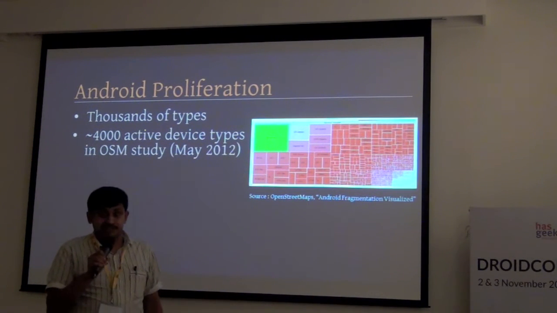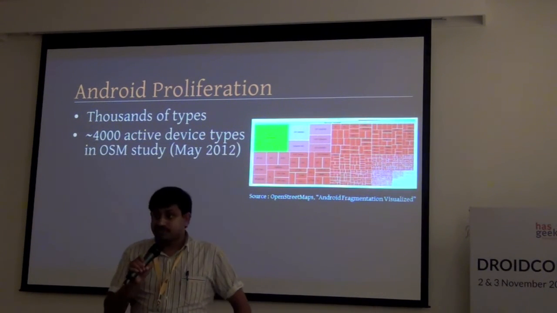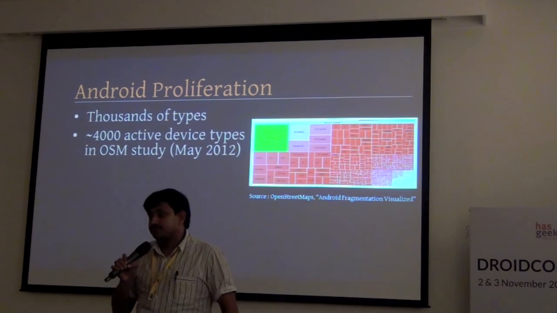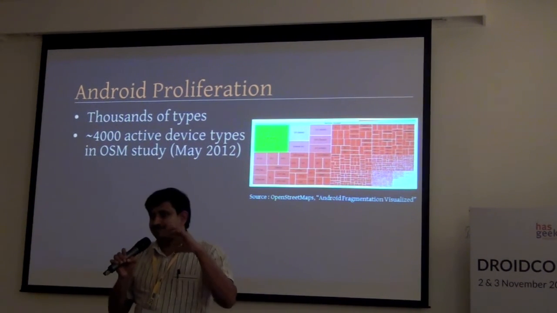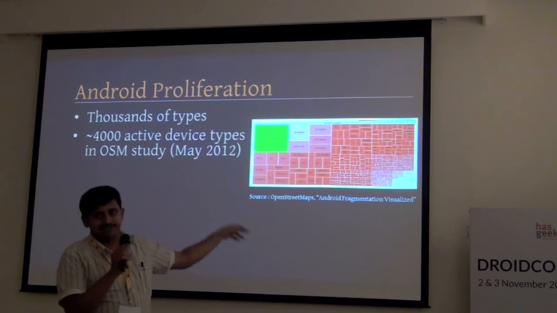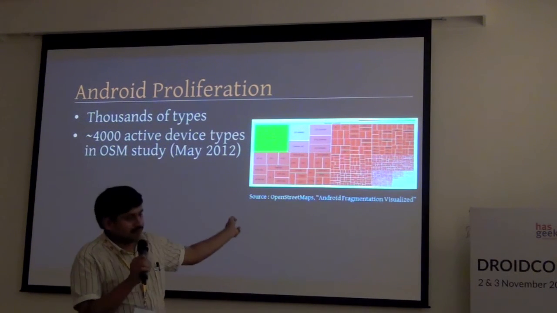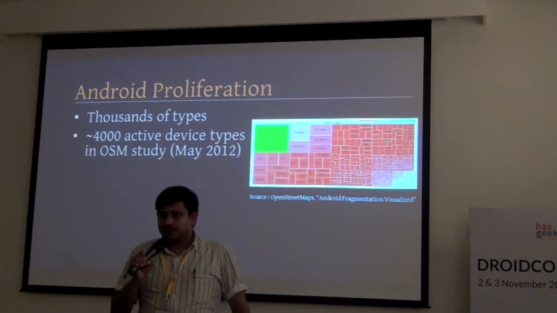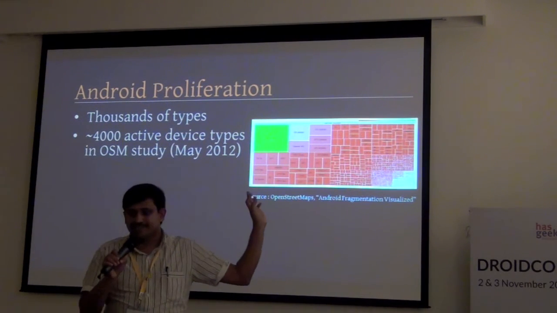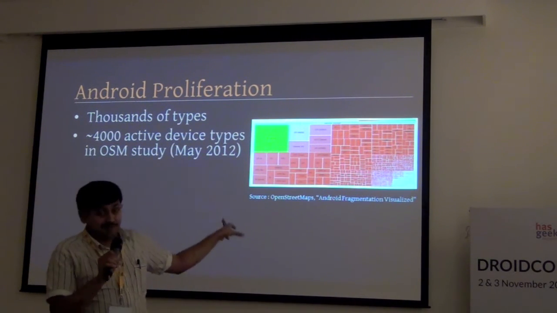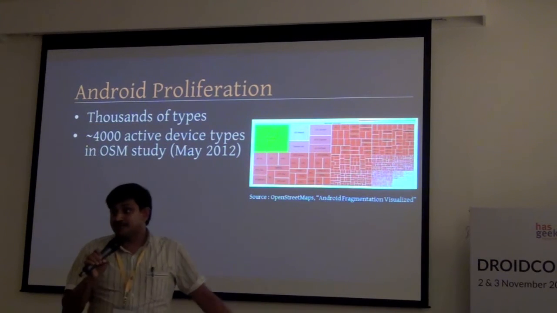visualization of proliferation with the application called Openstreetmap. What they basically did is they took the user base, figured out who are using what devices, and they put that in that visualization. This is dated about May of this year, I think. That shows some Samsung Galaxy S2, I think, this year. That's the maximum. But look at the total number of squares there. It's about 4,000 or something like that.